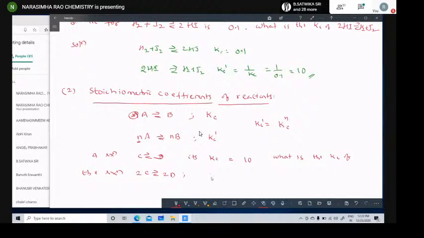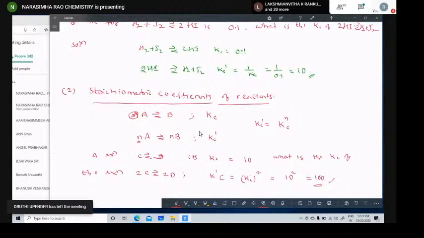Now this is Kc dash, let us assume. So this equation is multiplied by 2, Kc to the power 2, Kc square. That is 10 square, which is nothing but 100. Do you understand? Are you following? This is the most important model for the NEET examination.